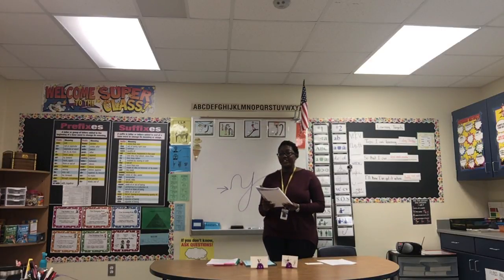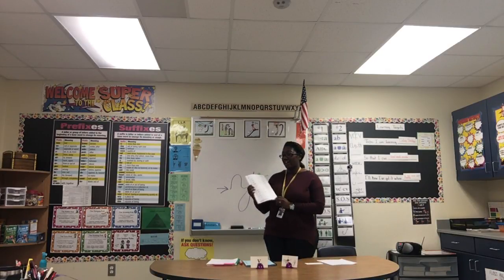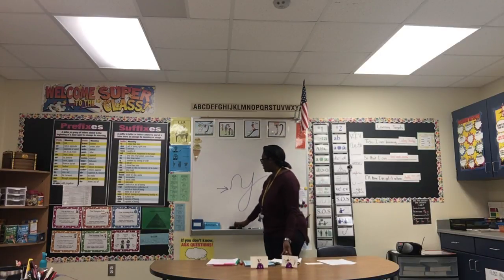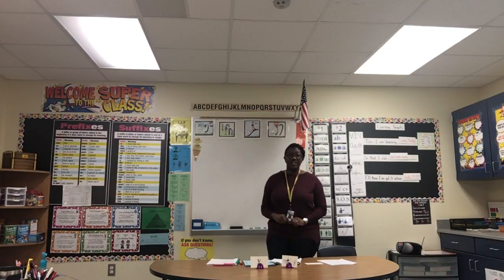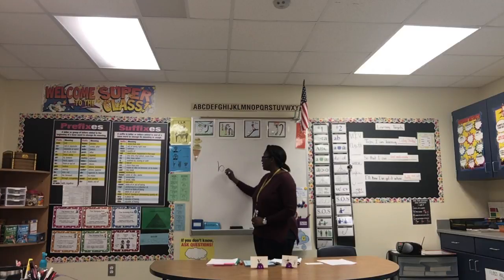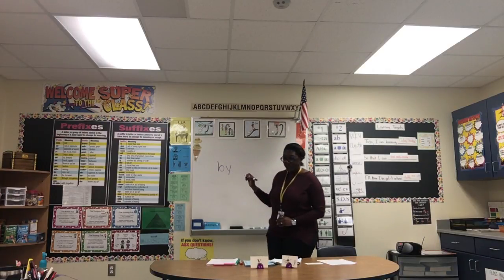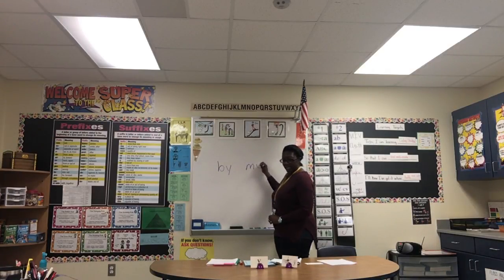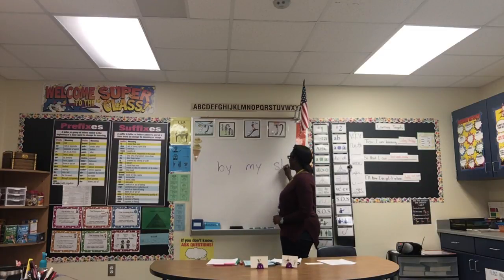Once you do that, you need to turn the page and code and read the words with Y in the final position and they're accented. If you need to pause the video, you're more than welcome to. But Miss Lorne's kind of going to go on and code the first 3 words so you'll know how to do it. We have B-Y, M-Y, and S-O-Y.